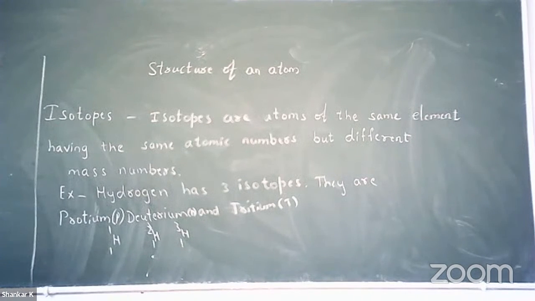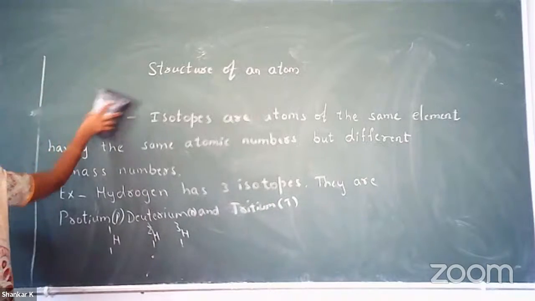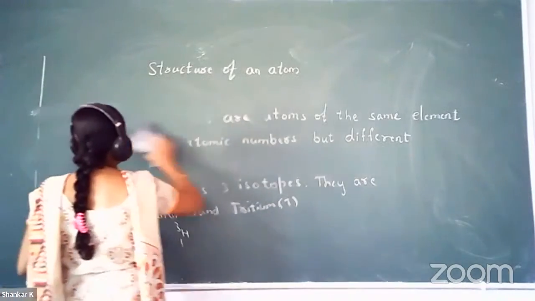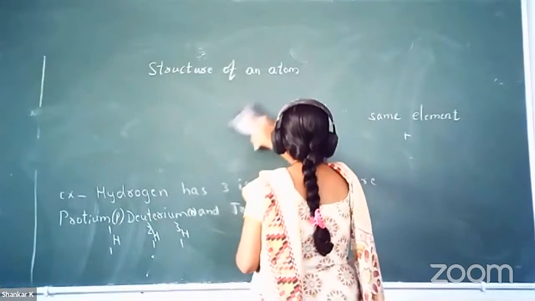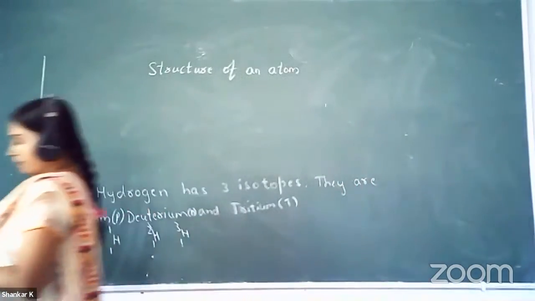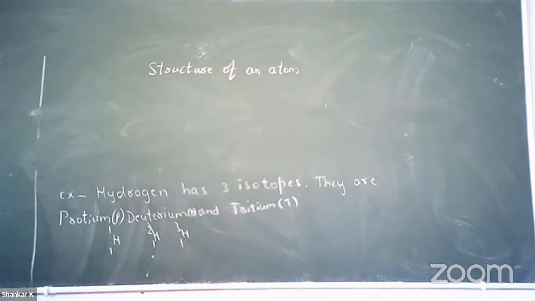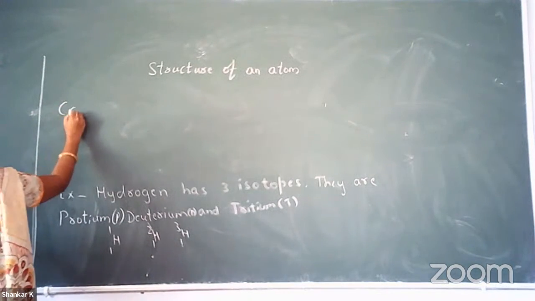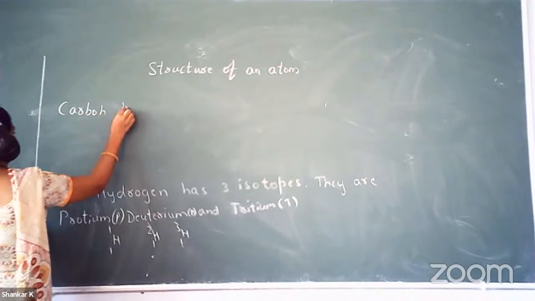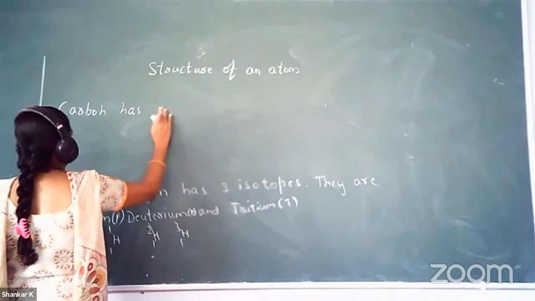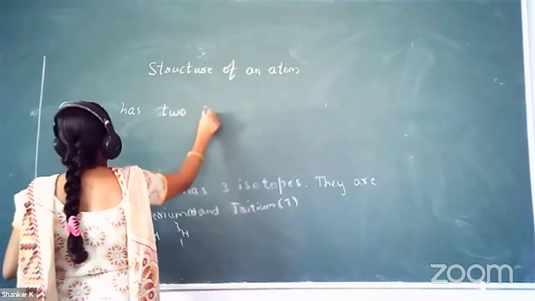Then we come to the carbon. Carbon has 6 atomic number and 12 mass number. Have you completed this today? So we have taken the hydrogen, so we'll go to the carbon. Carbon also I'm taking as an example of isotopes. Here carbon has 2 isotopes.